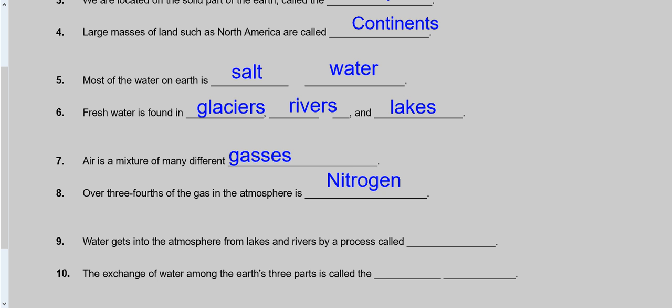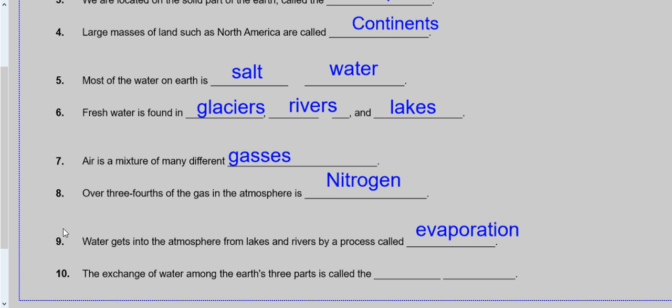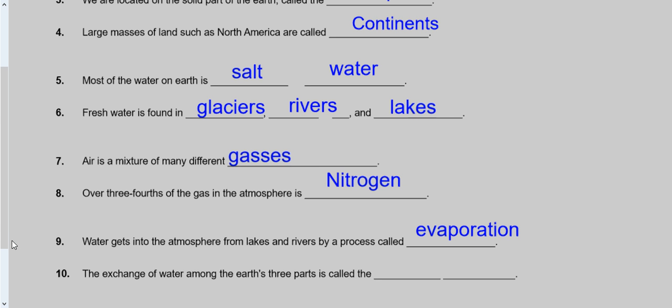Questions 9 and 10. We have water in lakes, rivers, and the ocean. How does it get back up into the air? Well, it gets back up into the air through the process of evaporation. Evaporation is how we go from water as a liquid to water as a gas. When the water comes back out of the atmosphere and rejoins the planet in the form of a liquid, that's called precipitation.